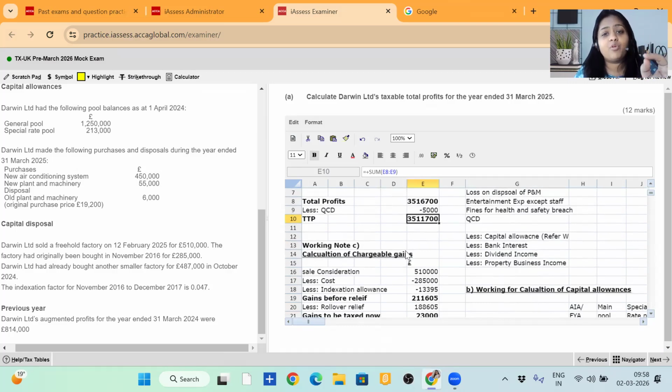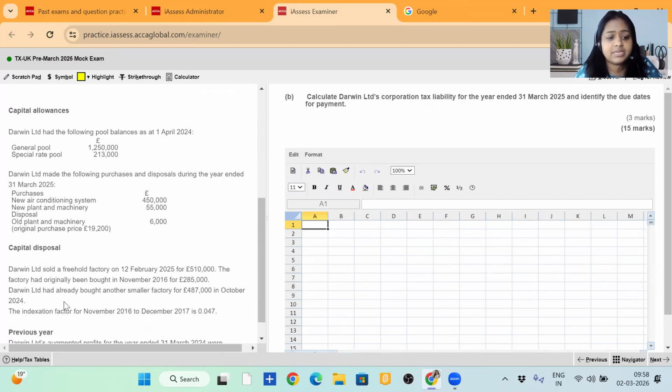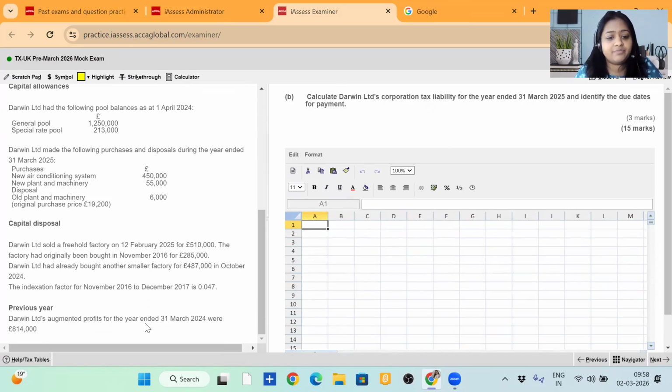We have got 12 out of 12 here. 3 marks more. Let's see the next part, which is the remaining 3 marks. Calculate now Darwin's corporation tax liability and identify the due dates for payment. When you take the corporation tax liability, you need the AP figure, and that is why you have the AP figure given. But this is the previous year AP, which will be used when you are doing the calculation for the due dates, because to know if it is a large company or not, we need this data.